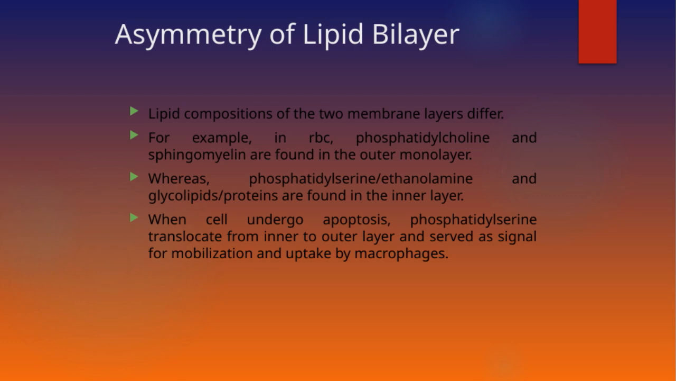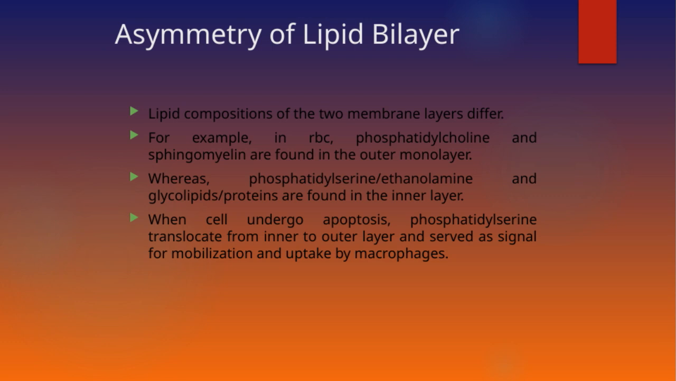A particularly interesting aspect is what happens during apoptosis, or programmed cell death. Phosphatidylserine, which is normally on the inner layer, translocates to the outer layer. This flip acts as a signal for macrophages to recognize and engulf the dying cell, facilitating cleanup and preventing inflammation.